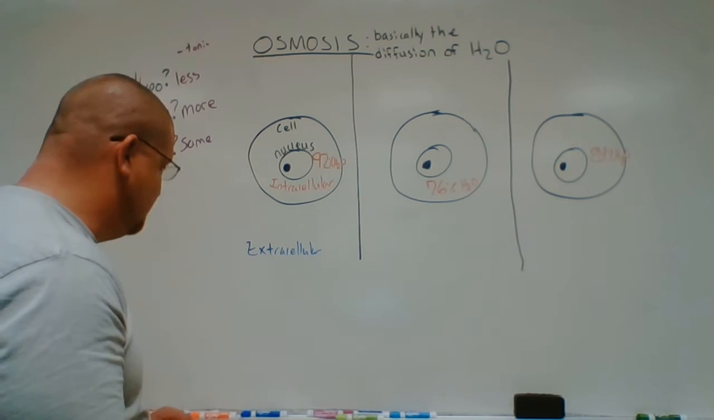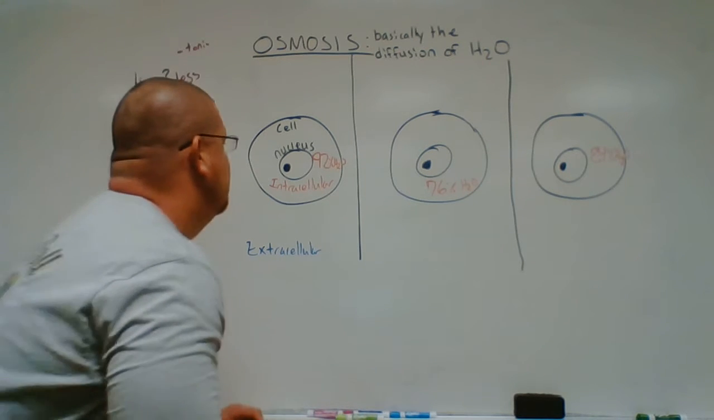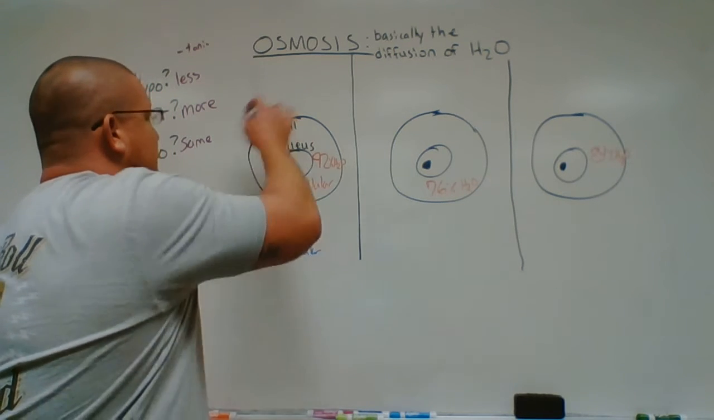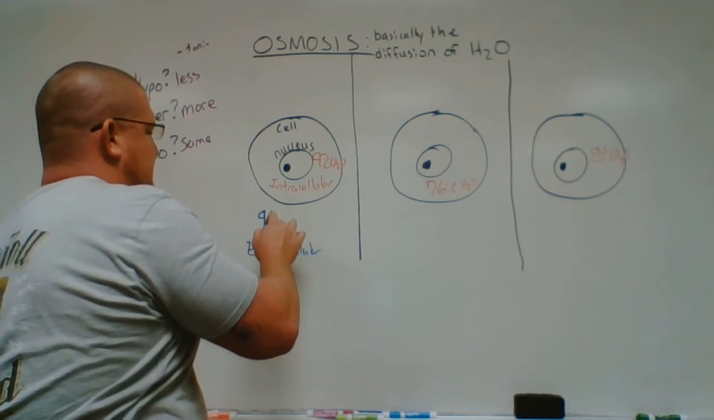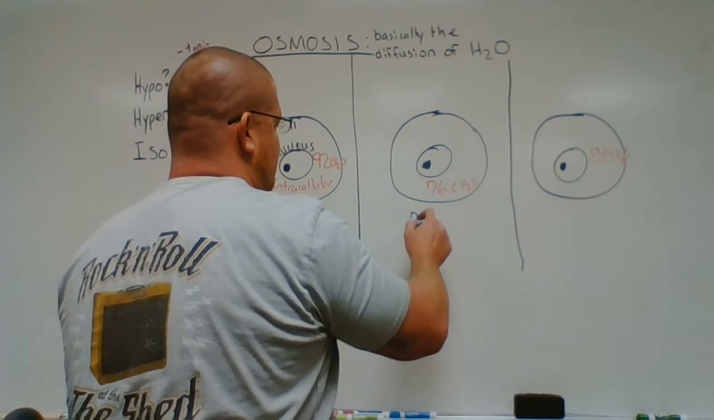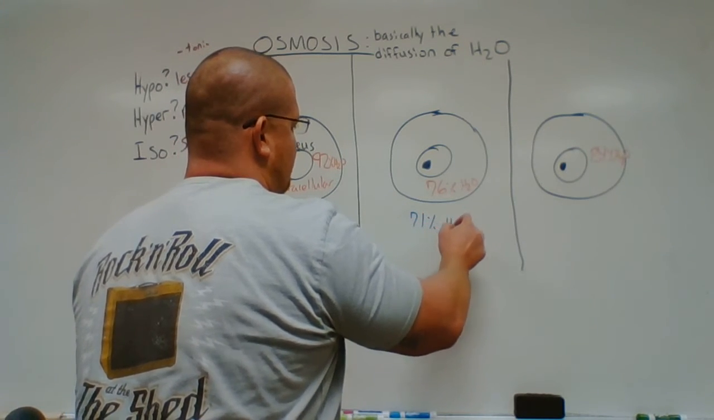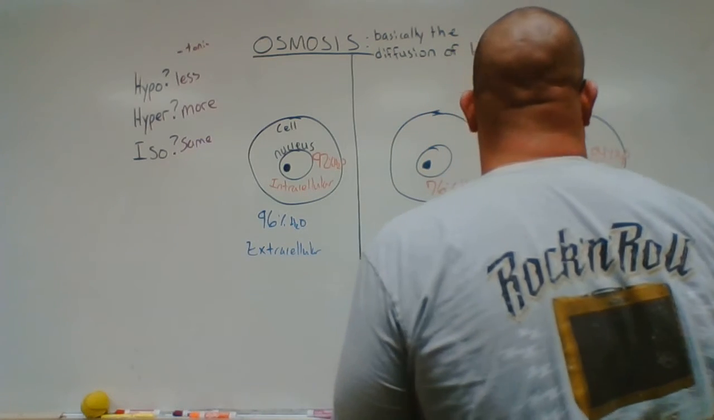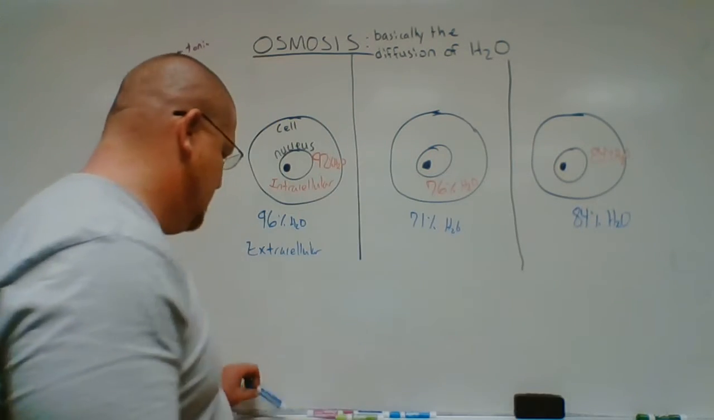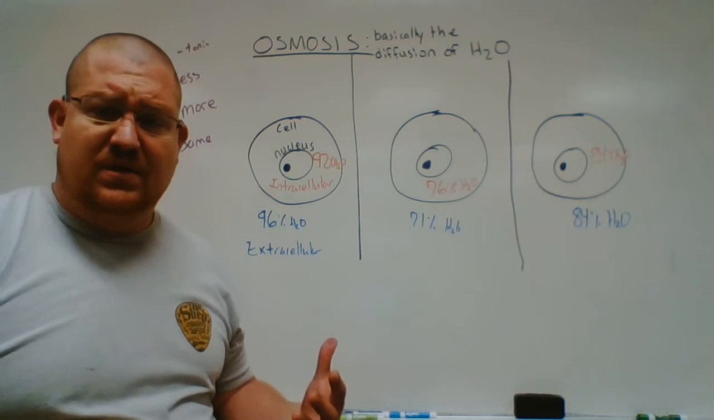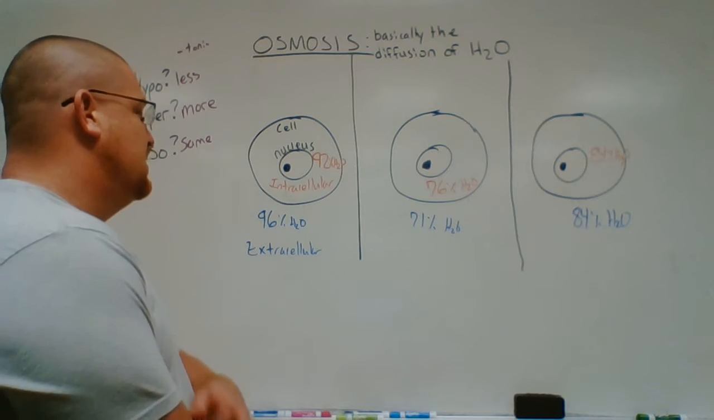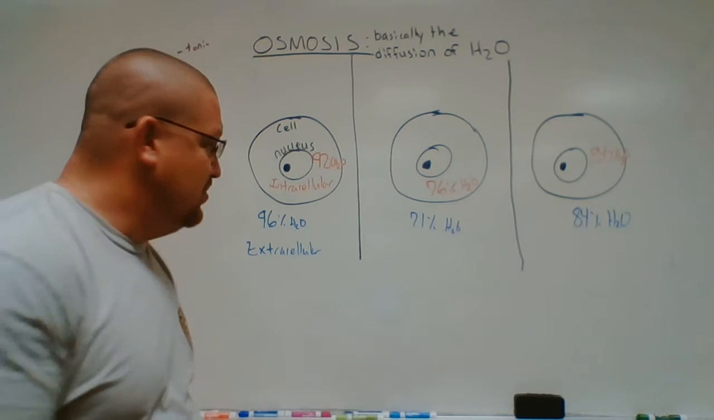Now, let's throw some numbers out here for the extracellular environment. We'll say out here is 96% water. Over here, we'll say 71% water. And down here, we'll say 84% water. So what you should do first is think about the percent of the solutes too. Together they're going to make 100% of the solution.